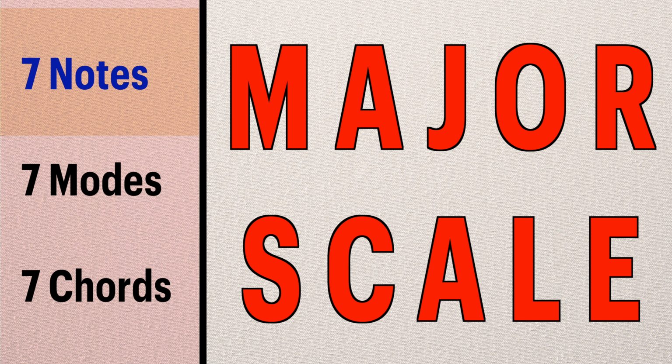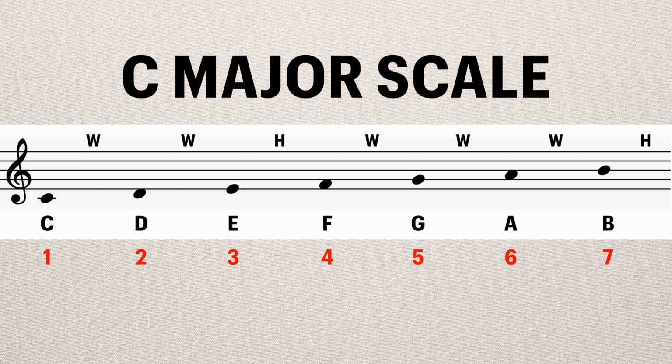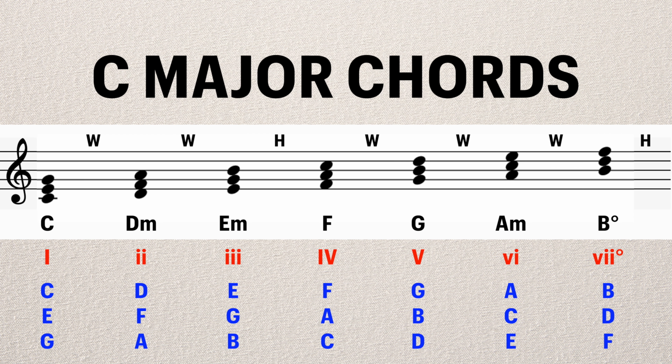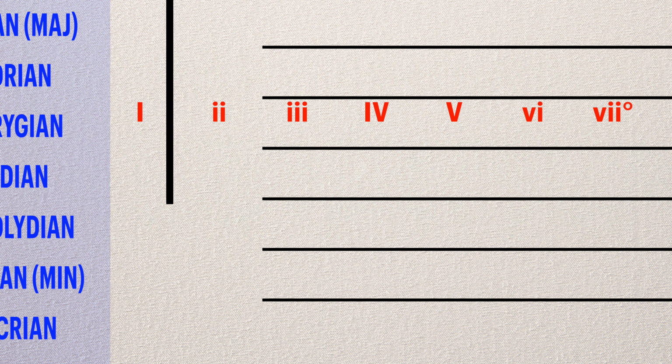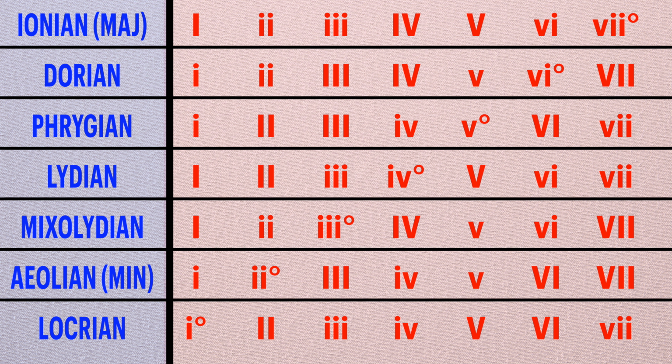Did you know that the major scale, in addition to having 7 notes and 7 modes, also has 7 chords? The chords of the major scale consist of the scale's notes stacked in thirds. So by this logic, there are also chords in all of the modes too, because modes are simply the major scale just resequenced or reoriented.